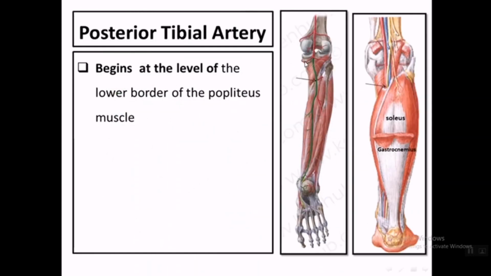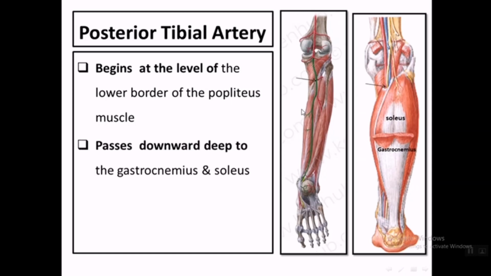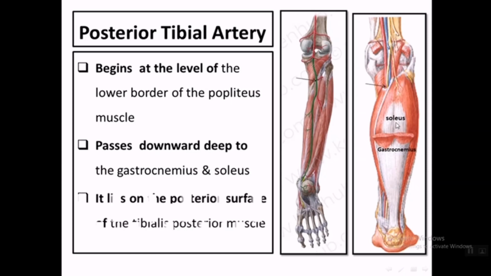The blood supply to this compartment is through the posterior tibial artery. It is a branch of the popliteal artery. It begins at the lower border of the popliteus muscle, passes downward deep to the gastrocnemius muscle and soleus, and lies on the posterior surface of the tibialis posterior muscle.